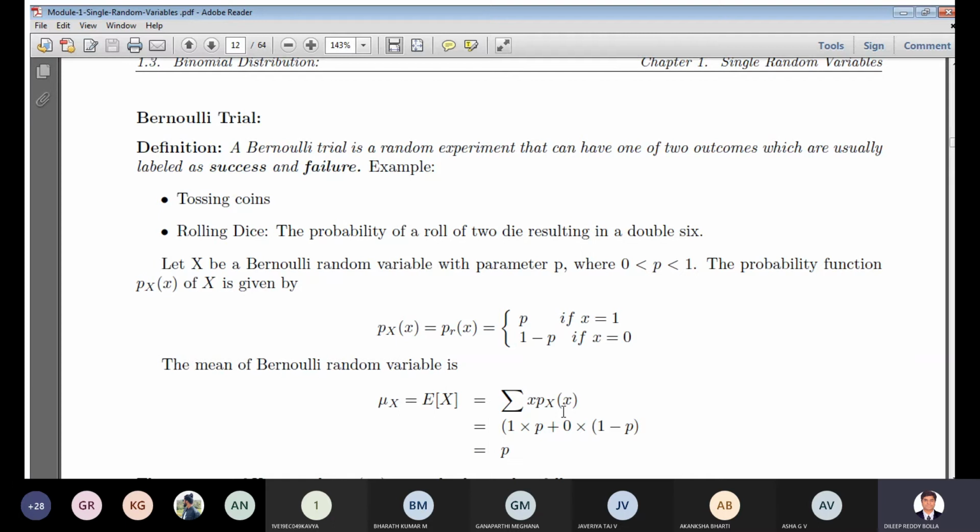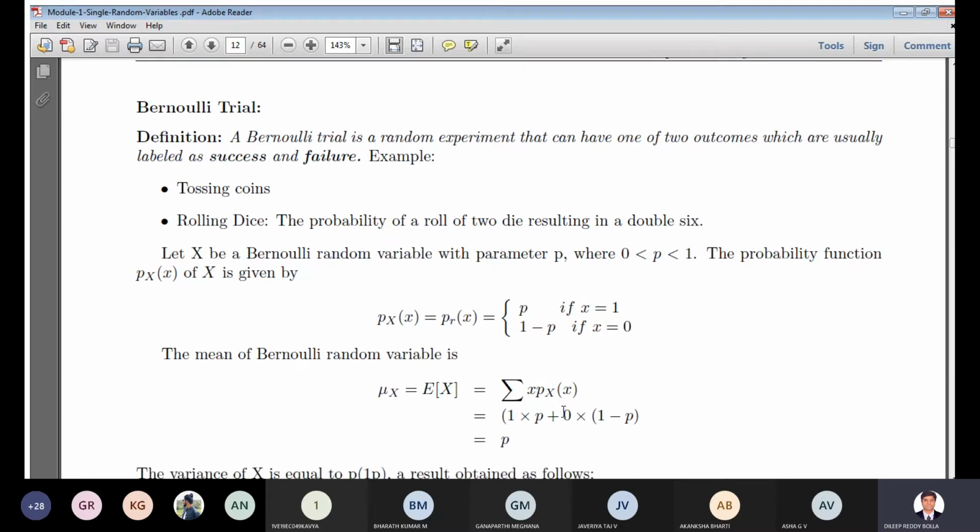The Bernoulli trial. It is very simple. Bernoulli trial is what? It's a random variable experiment that can have 1 or 2 outcomes. We can have 1 outcome, or we can have 2 outcomes, which are usually labeled as success and failure. It can have all success, it can have all failure, or it can have a combination of success and failure both. Okay, like tossing a coin, rolling the dice, right? Rolling a dice again here, getting a result of double 6. That's all. Yes or no, true or false.